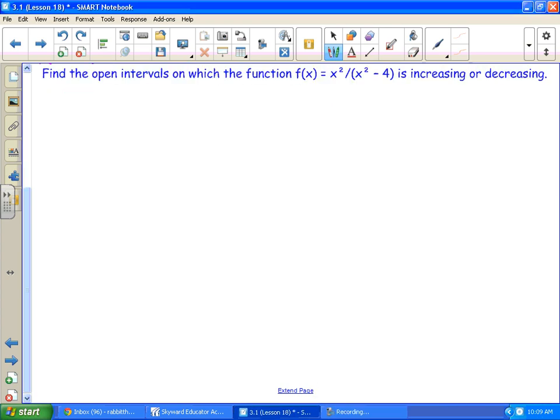So if we start this one, we're going to start with taking the derivative, which most of us had, but if you had some trouble with that, then it gives you trouble with the whole thing. So I'm going to use the quotient rule. Low d high is going to be this x squared minus 4 times 2x, minus high d low. The high is x squared, d low is 2x again. And then over the bottom squared.